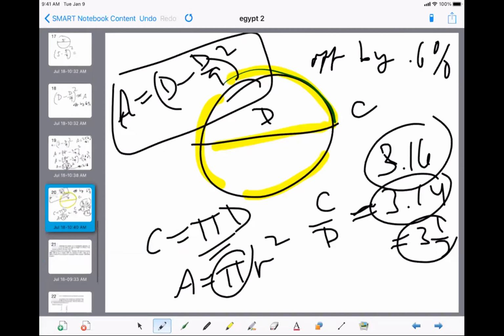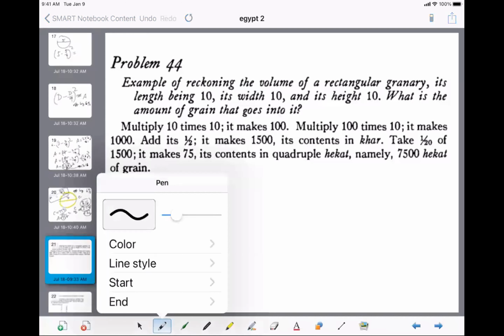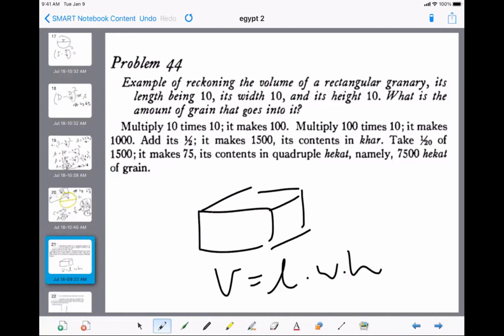Okay, thank you. Okay, now let's look at problem 44. Problem 44 shows that they had formulas for volume. And they knew that for a rectangular prism, the formula was length times width times height. So they have a 10 by 10 by 10 rectangular granary, and they get 1,000.